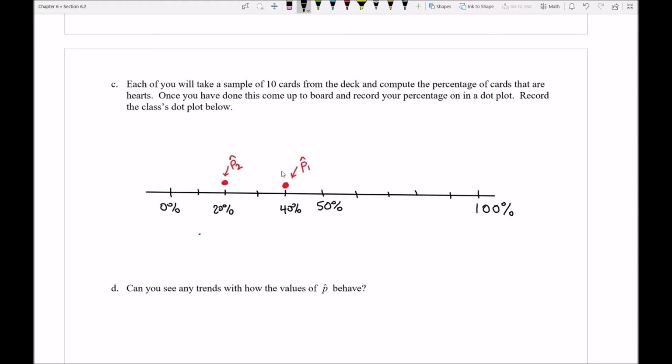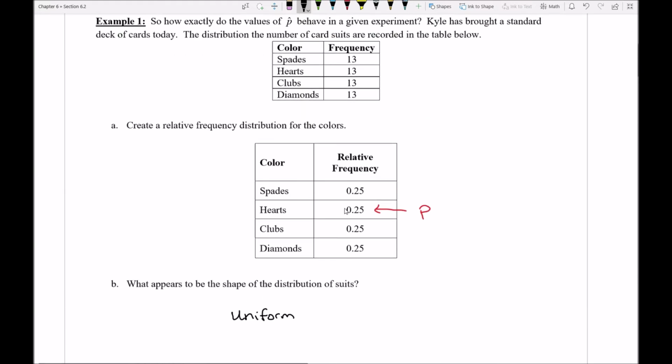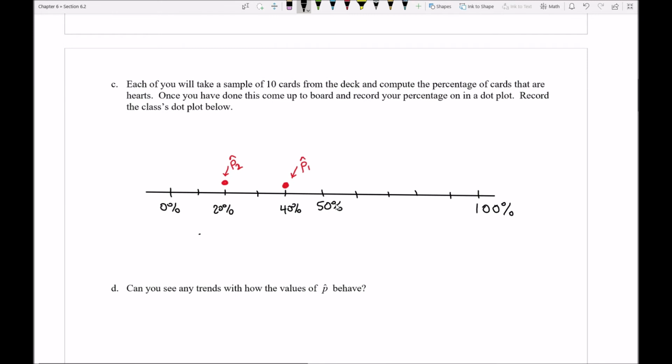And so definitely my p-hats are not always the same as my p. When I take a sample, sometimes I might get something lower, something higher. Just depends. But what we might want to see is which p-hats are the likely p-hats and which ones are not so likely. Well, we're going to see how the values of p-hats begin to behave, and to do this we'll look at another simulation.